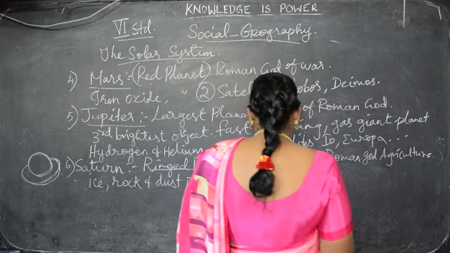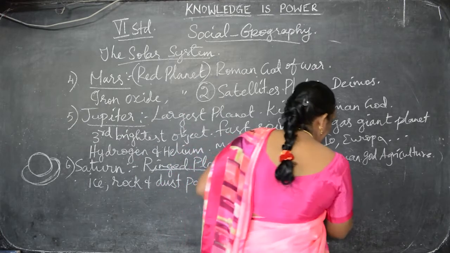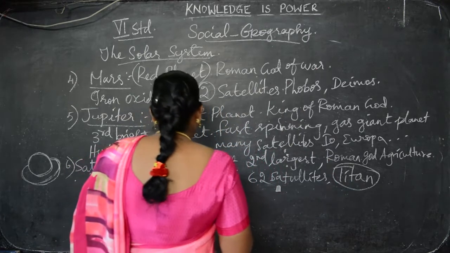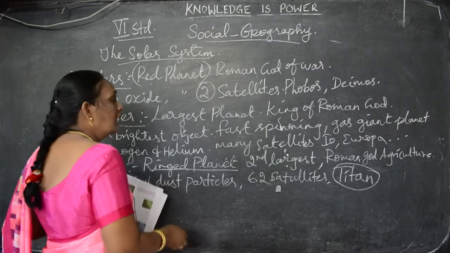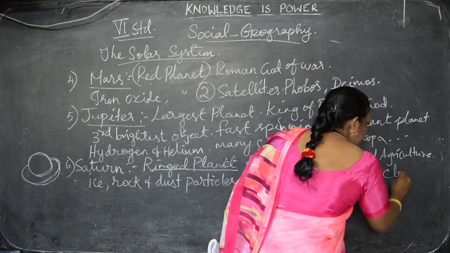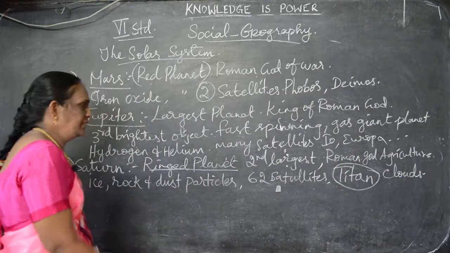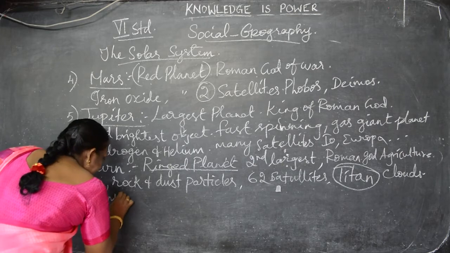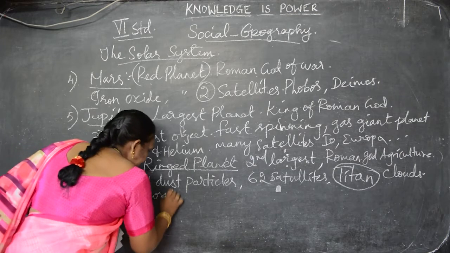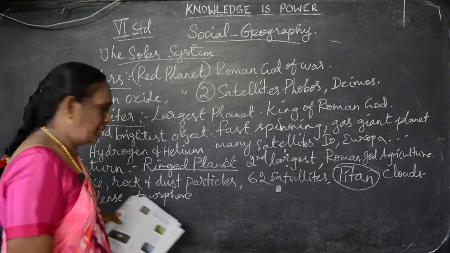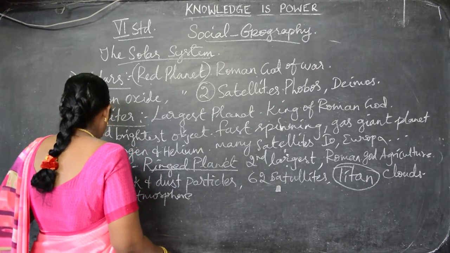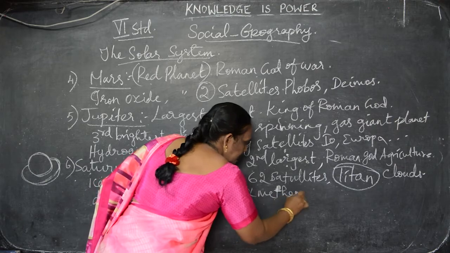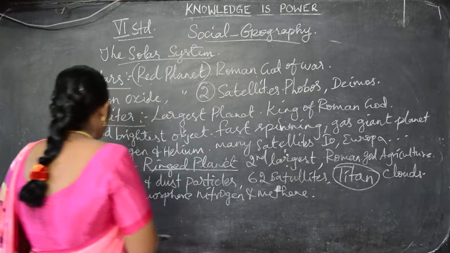Understand? And the main satellite around it is Titan. சொல்றோம்ல. Titan. This is very important. Titan is the largest moon and the only satellite in the solar system that has clouds. In this Titan, we have clouds, and it has a dense atmosphere. Dense means thick. Dense atmosphere, and it has gases composed of nitrogen and methane.